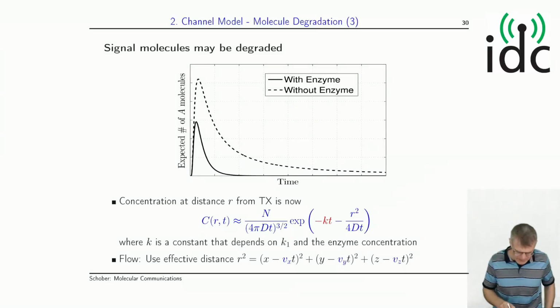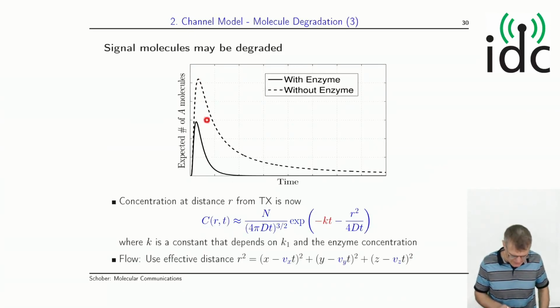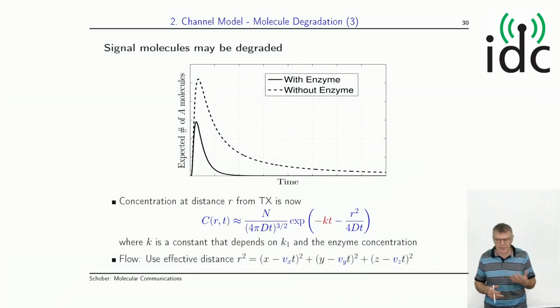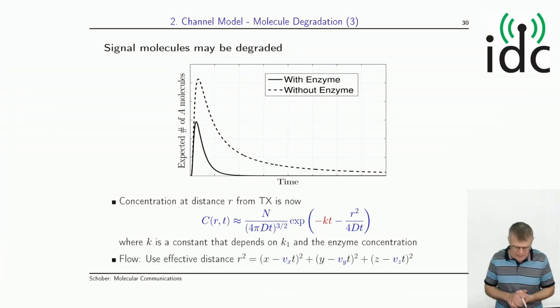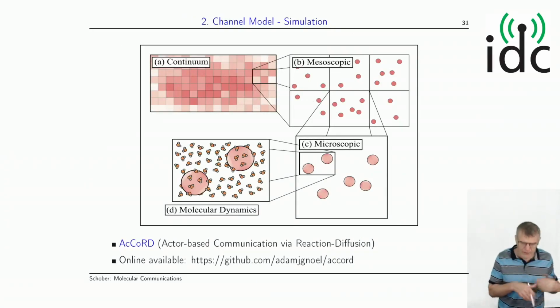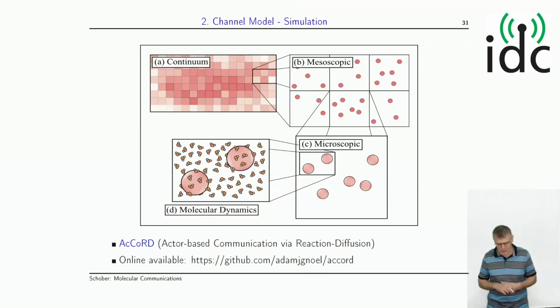This is also visible here in this plot, where the dashed line is for the case without enzyme, and the black curve is for the case with enzyme. You can see that with enzyme we have a much faster decrease. We also have a smaller peak, which might be undesirable because some of the signaling molecules get degraded before they arrive at the receiver, but nevertheless we also have a much faster decay. Okay, so this was the third phenomenon that I wanted to mention here in the context of channel modeling.